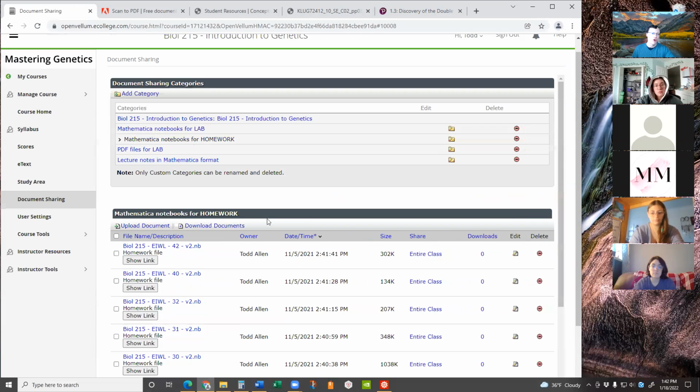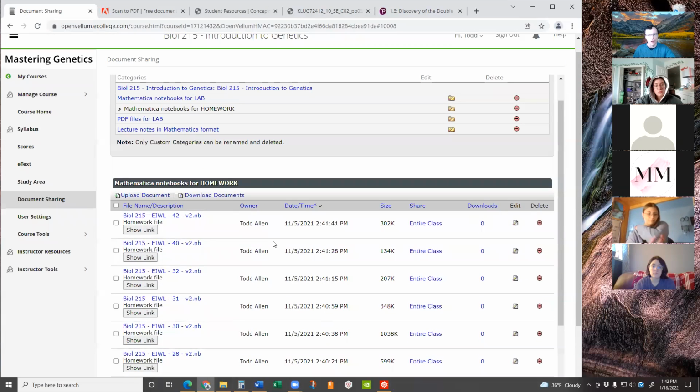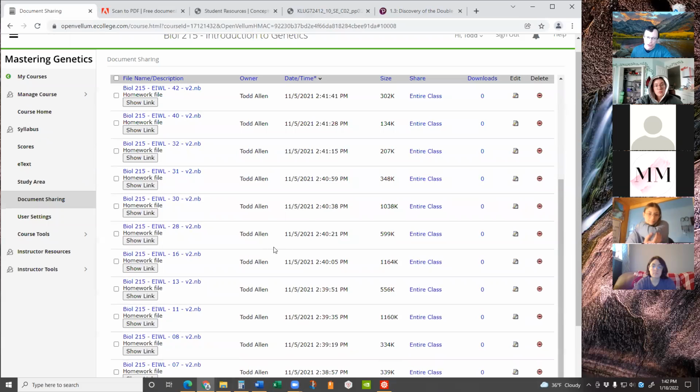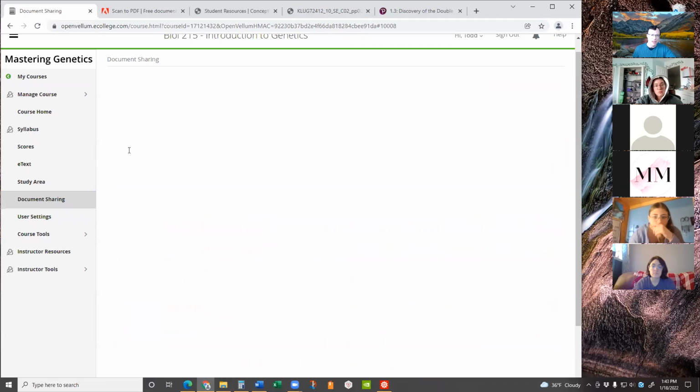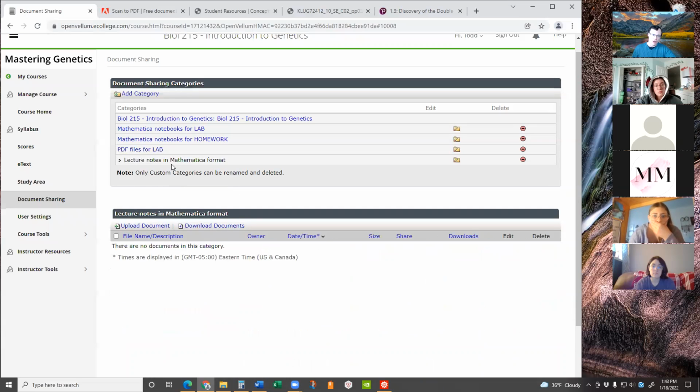There's Mathematica notebooks for homework. Whew, look at all of them. It's going to be glorious, isn't it? But remember, folks, you're going to do this through the entire semester. It's not all due next week, so don't stress out. But most of the files you're going to need are going to be in the document sharing portal of Mastering Genetics. We have PDF files for lab, and we have lecture notes that I'll also put in here as well. Okay, so I'm not giving any lecture notes today, so you're not going to get anything, but Thursday there'll be lecture notes. All right. So you have a quick link to the digital text. That's the e-text. The scores are going to be for your homework.